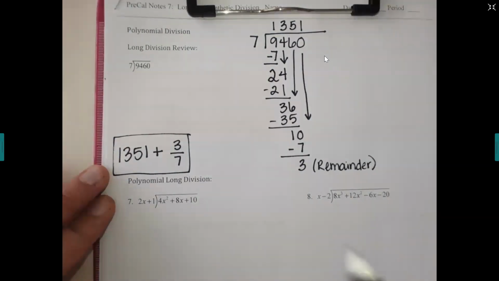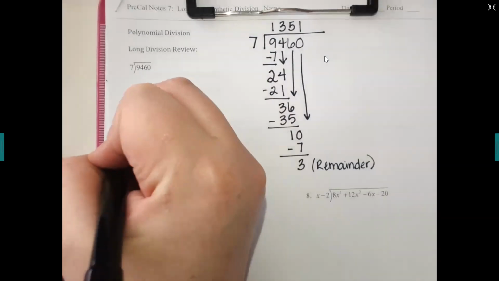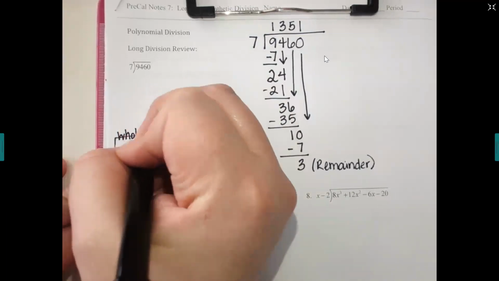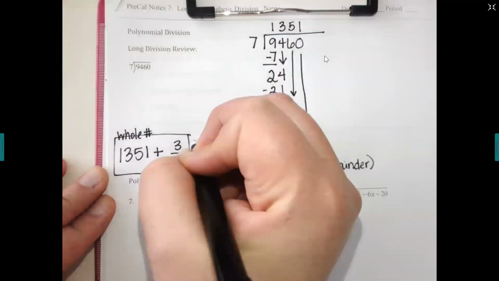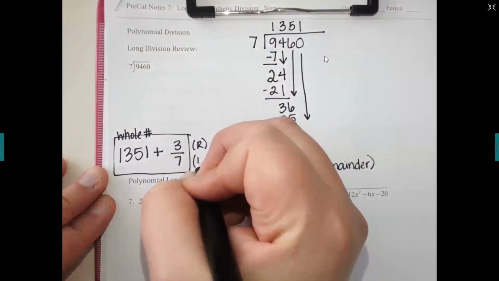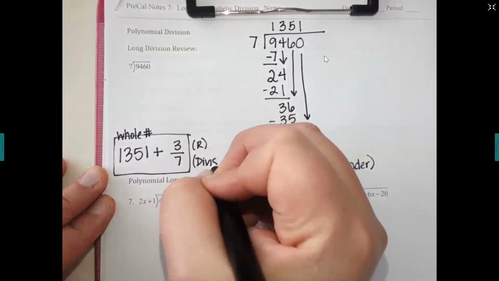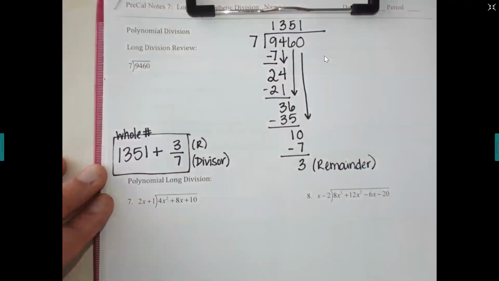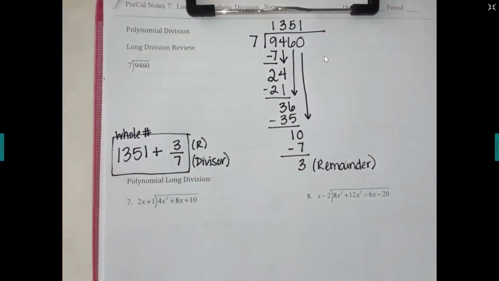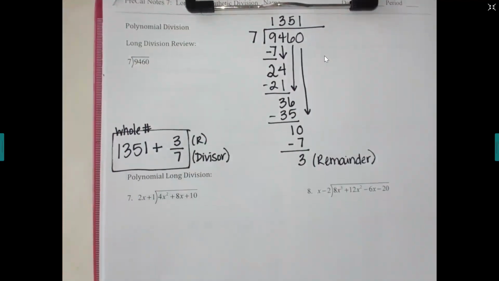Okay, so this is how it's gonna look. This is gonna be your whole number plus your remainder over your divisor. Okay, and divisor is what you're dividing by. So if I divided by 7, we would call that the divisor. Okay, so now that we have reviewed how to do it with numbers, we're going to do it with polynomials. A lot of the structure, though, is the same.